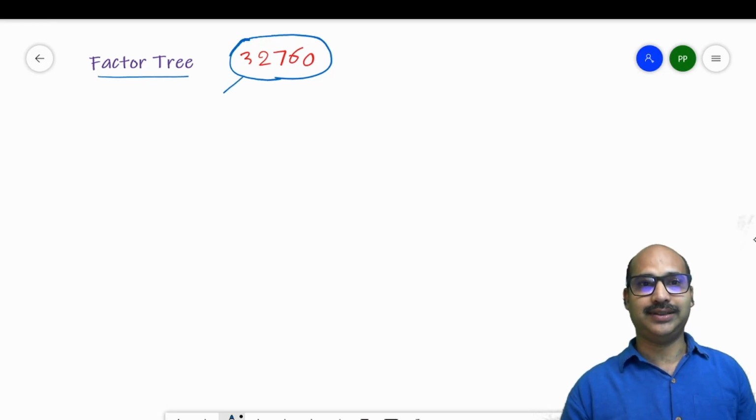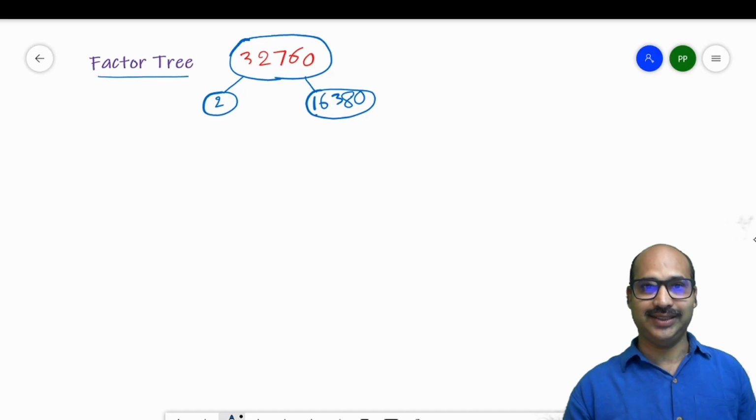Let us factorize this with 2. 2 ones are 2, again 1 and 2, 2 sixes are 12, and here 7 is there, 2 threes are 6, 1 and 6, 2 eights are 16, 0. So 16380. 2 into 16380 is equal to 32760. Now again factorize this 16380.